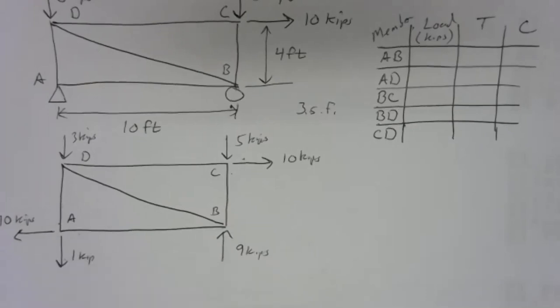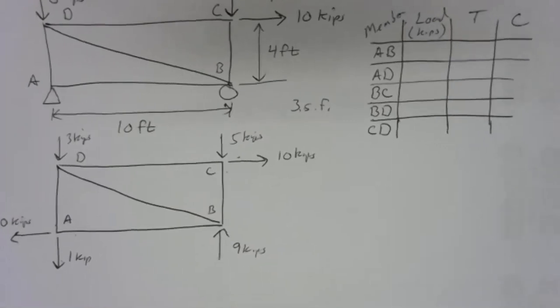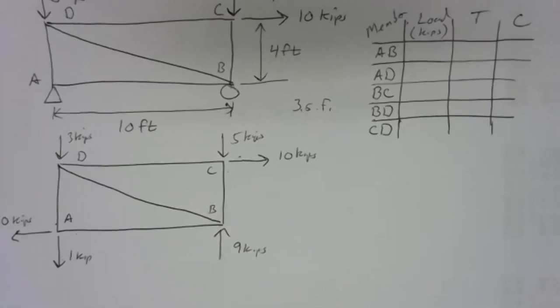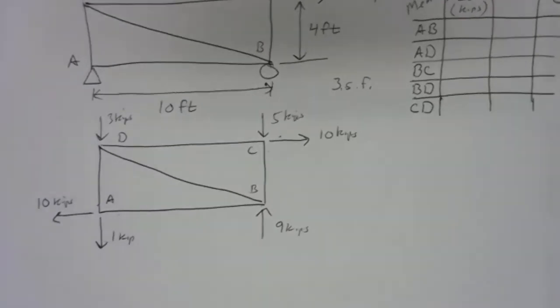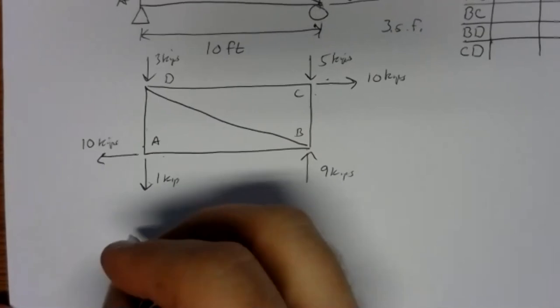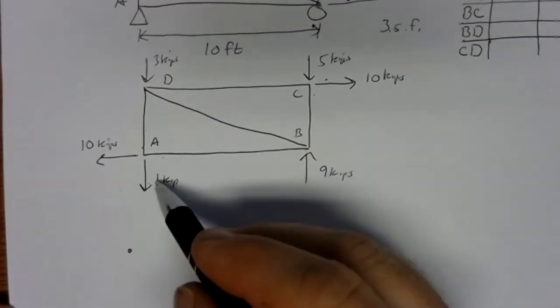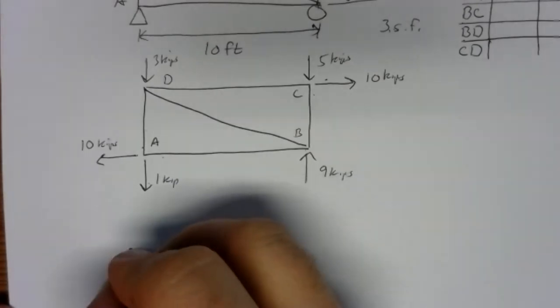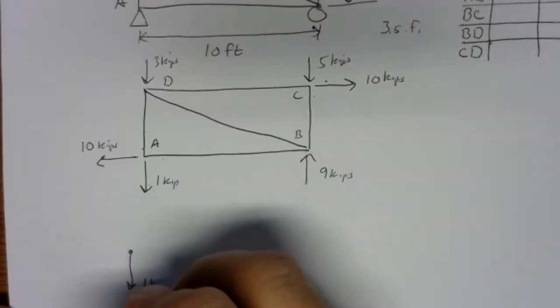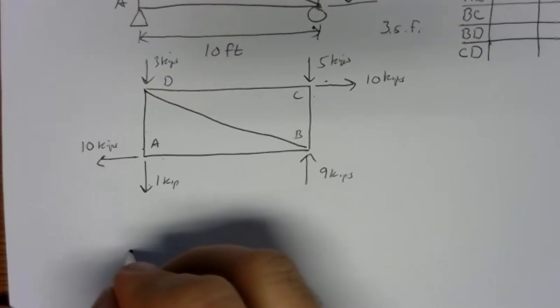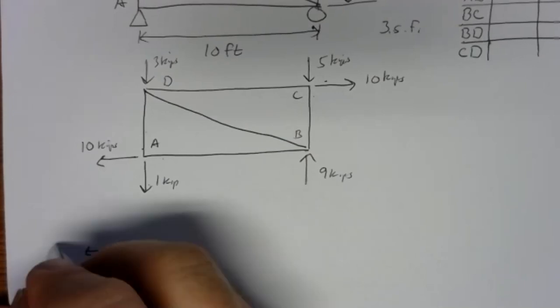So I'm going to start at A because it doesn't look like it's going to be any easier than C. And it comes alphabetically first. So I'll go with A first. So let's draw the free body diagram for joint A. So I'll draw that down here. There's joint A. I've got 1 kip of force pulling down. I've got 10 kips of force to the left.